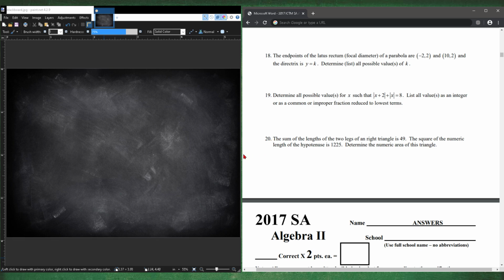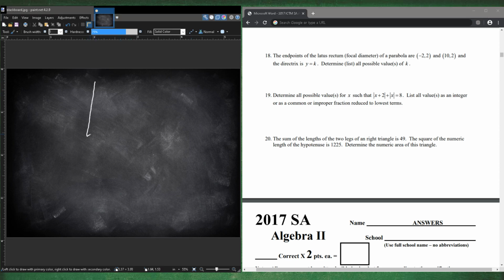Number 20. The sum of the lengths of two legs of a right triangle is 49. So let's draw a picture: A, B, and C. The sum of the lengths of the two legs, A plus B, is equal to 49. And the square of the numerical length of the hypotenuse, C squared, is equal to 1225. Determine the area of the triangle. So we have to find AB divided by 2.